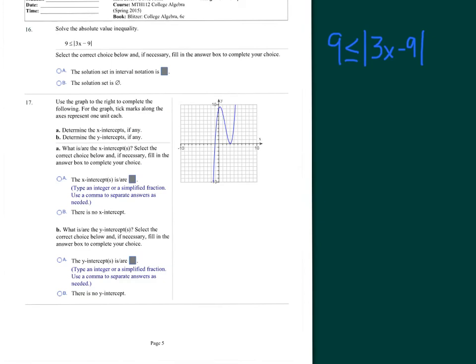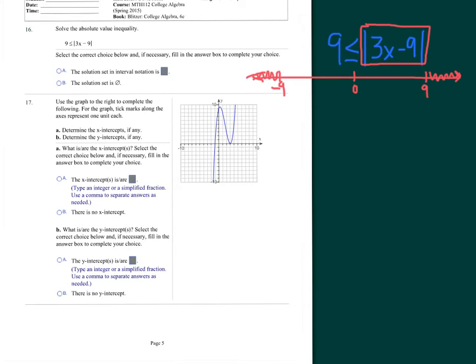Okay, number 16. 9 is less than or equal to the absolute value of 3x minus 9. So you don't necessarily need to go through this sort of process of writing this out. But basically what we're saying is that the distance from 0 is greater than or equal to 9. So if we've got 0 and we've got 9, and also negative 9, we're saying that the distance from 0 of that is greater than or equal to. So the only areas where the distance from 0 is greater than is either those 2 points.